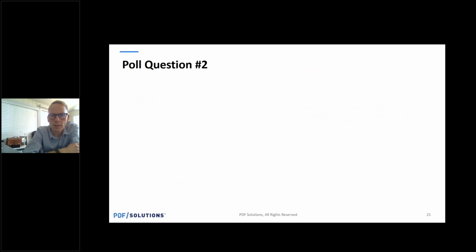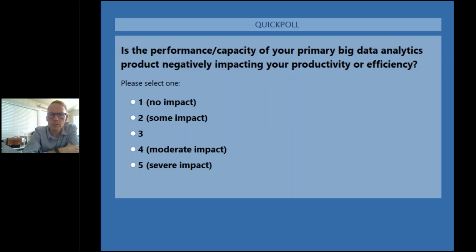So let's pause for another poll question. And this poll question is: is the performance or capacity of your current analytics solution negatively impacting your productivity? So while you're answering that, think about how much time you spend finding, extracting, transforming, aligning your data, and doing manual cleanup necessary to make all of that data analysis ready.